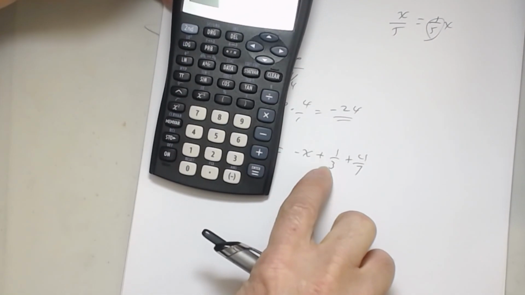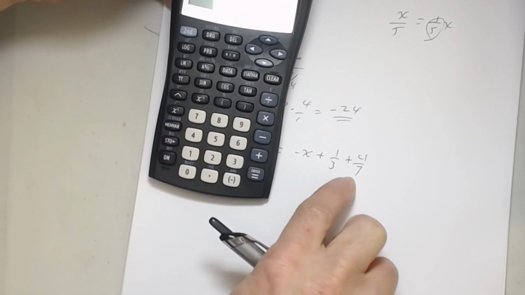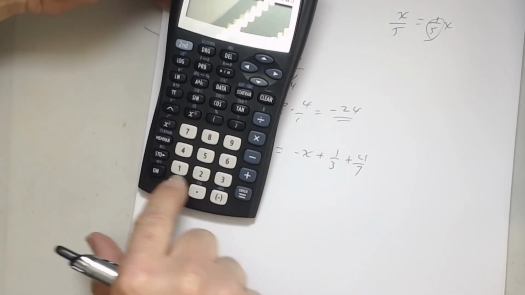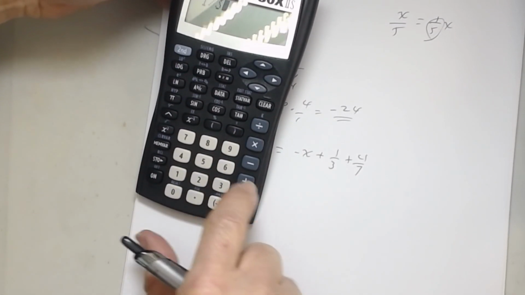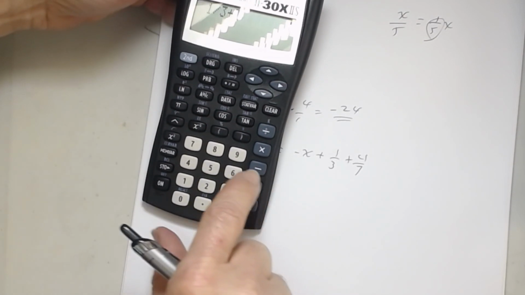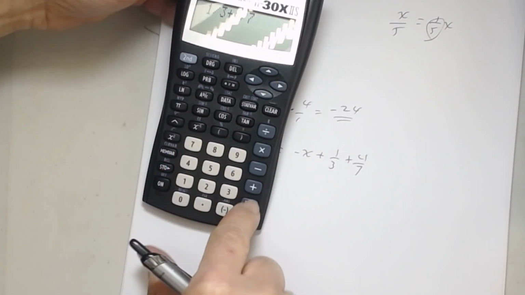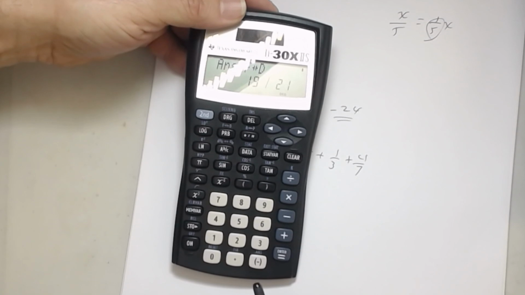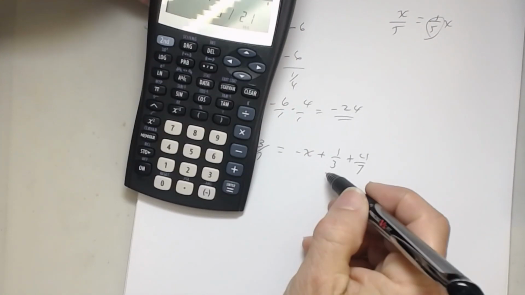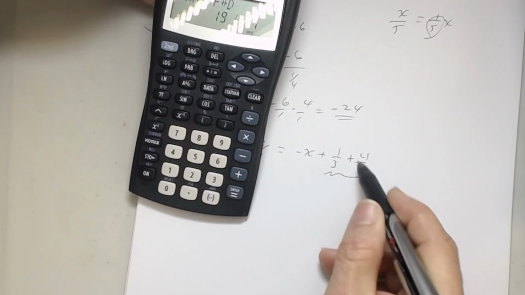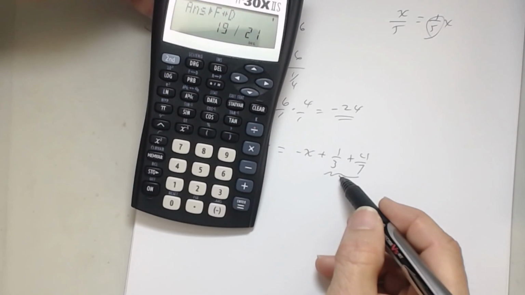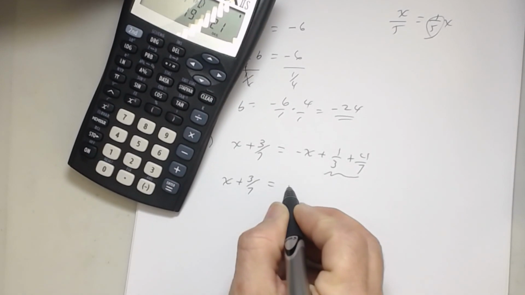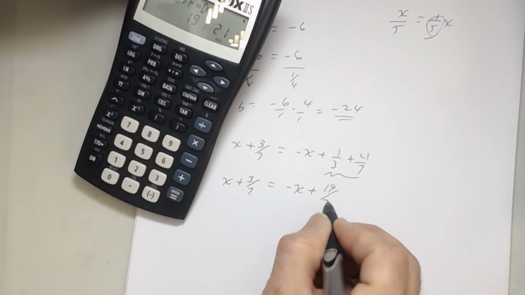1/3. Now remember, when you read this, it's positive 1/3, right? And that's a positive 4/7. So you're going to say 1 divided by 3 plus 4 divided by 7 equals. Now what do I do next? Second, PRB, press equal, and I get this fraction. When I add these two fractions, I get what fraction? 19/21. So I get x plus 3/7 equals -x plus 19 divided by 21.